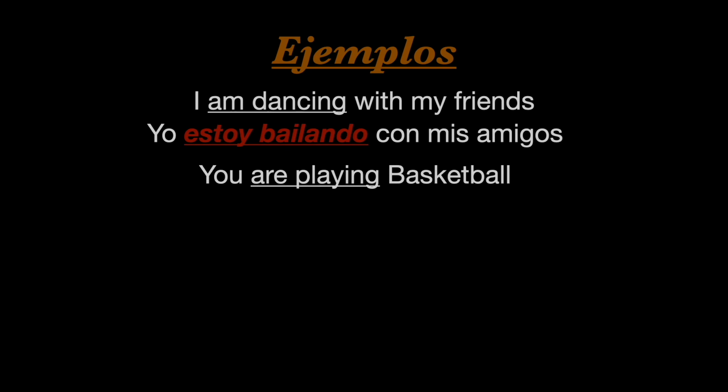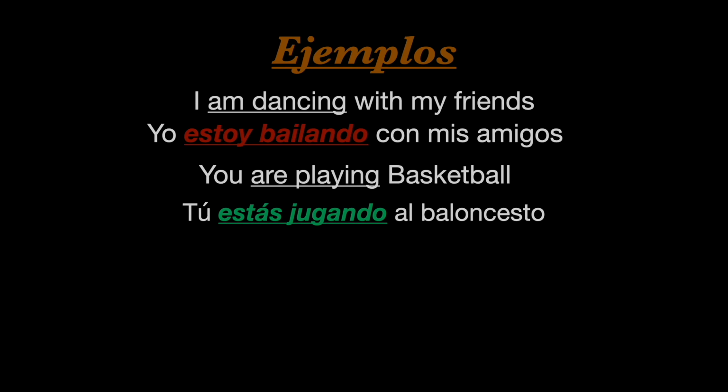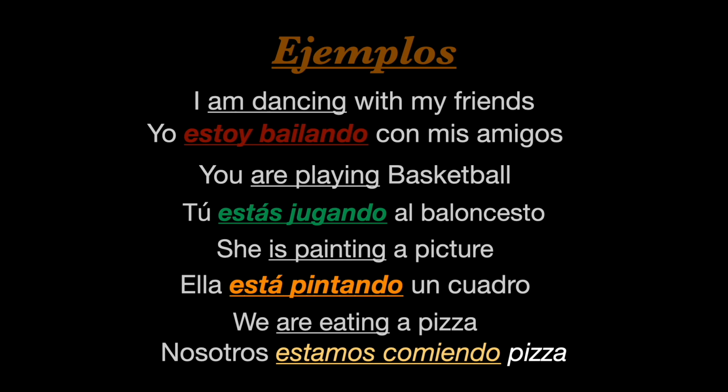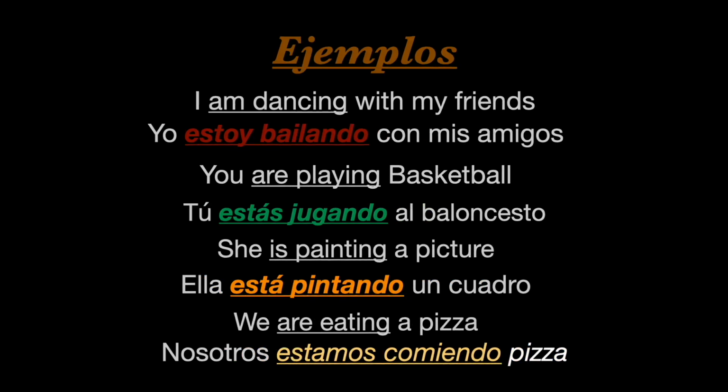You are playing basketball. So tú estás jugando al baloncesto. Estar is conjugated as estás as per the subject tú, and jugar is conjugated as jugando. We are forming the gerund here. As jugar is an AR verb, we are placing jugando. Tú estás jugando al baloncesto. She is painting a picture. Ella está pintando un cuadro. We are eating a pizza. Nosotros estamos comiendo pizza.